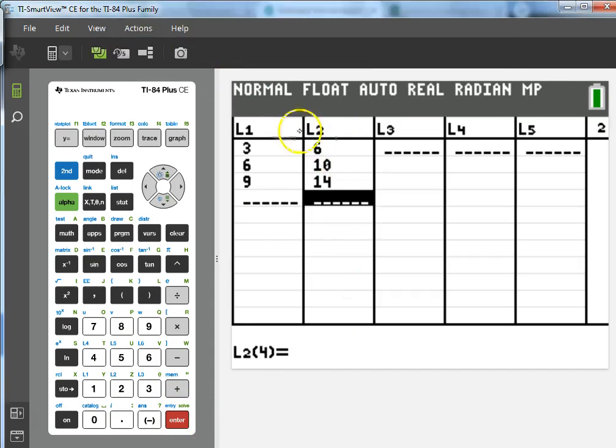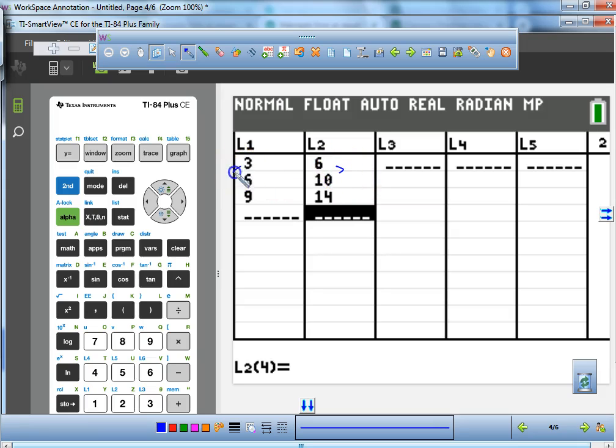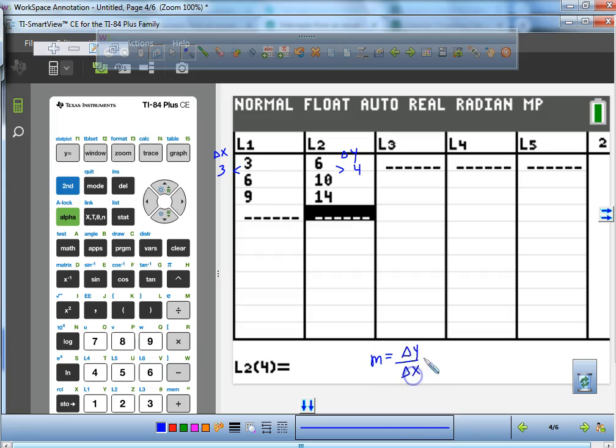Now you can actually figure out the slope pretty easily. How much is this going up by? 4. How much is this going up by? 3. What does this represent? The change in y. What does this represent? The change in x. So your slope, you can always get from a table. It's always the change in y over the change in x. What is our slope? It's 4 over 3. That's what the calculator is going to spit out, except it's not going to say 4 over 3. It's going to say 1.3 repeating forever. But you can find the slope from a table.